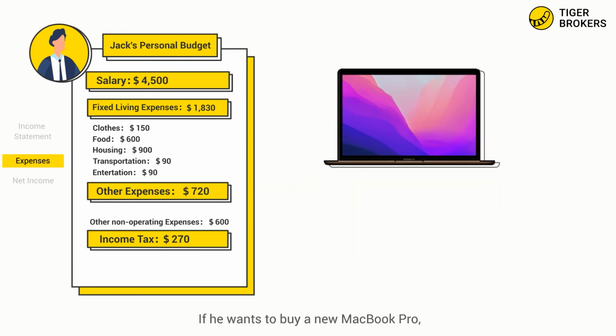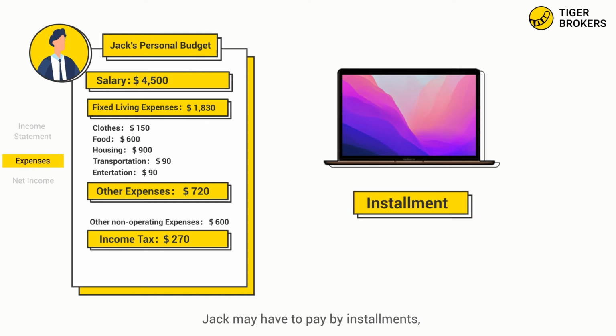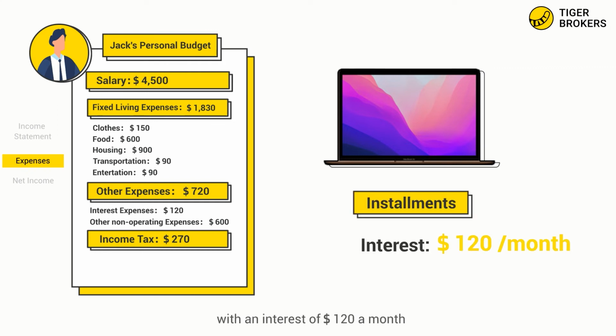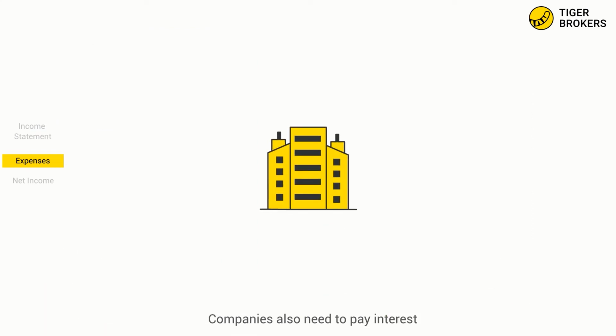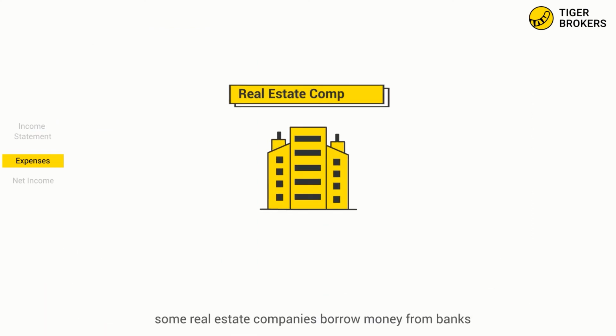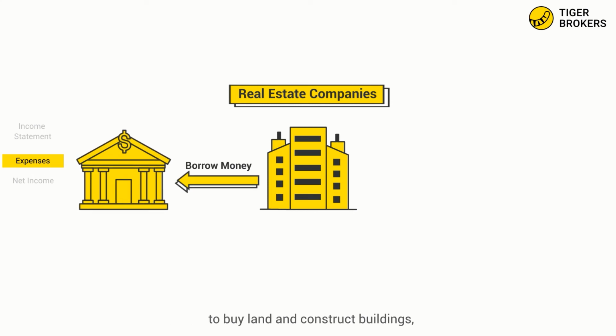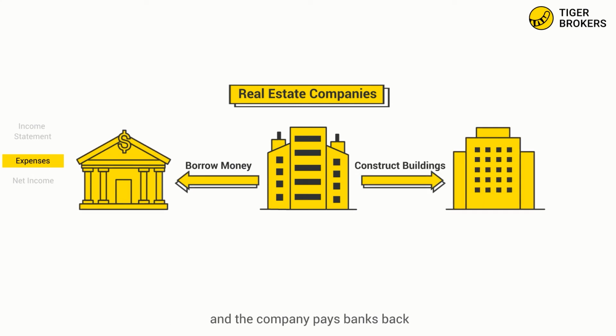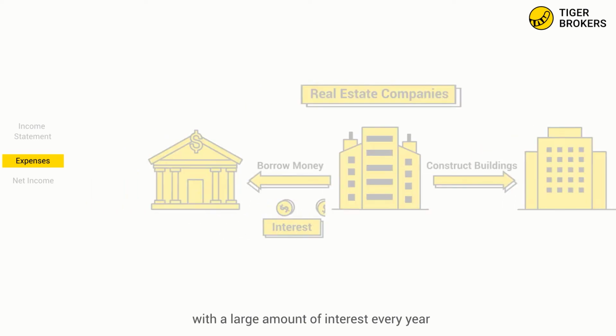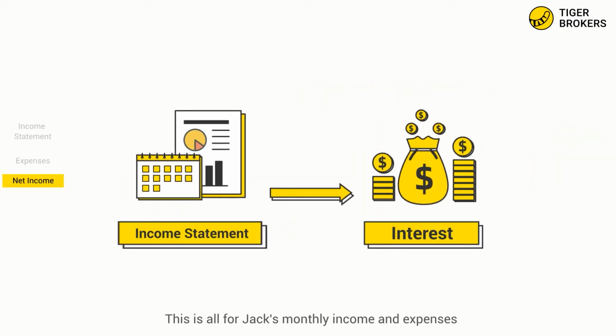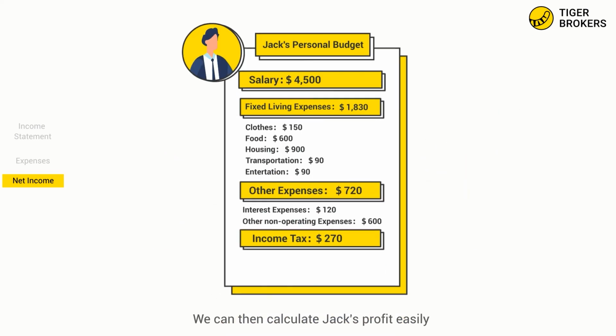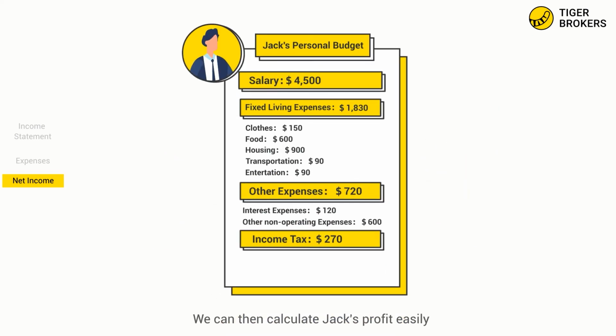If you want to buy a new MacBook Pro, Jack may have to pay by installments, with an interest of $120 a month. Companies also need to pay interest. For example, some real estate companies borrow money from banks to buy land and construct buildings, and the company pays banks back with a large amount of interest every year. This is all of Jack's monthly income and expenses. We can then calculate Jack's profit easily.